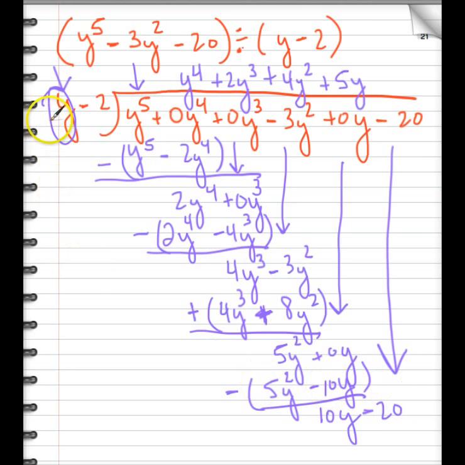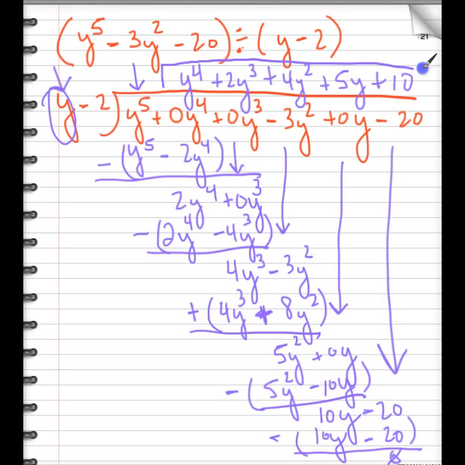Ask yourself, y times what is 10y? That's positive 10. Multiply back. 10 times y is 10y, and 10 times negative 2 is minus 20. Anything minus itself is 0, so we have no remainder. There is your final answer.